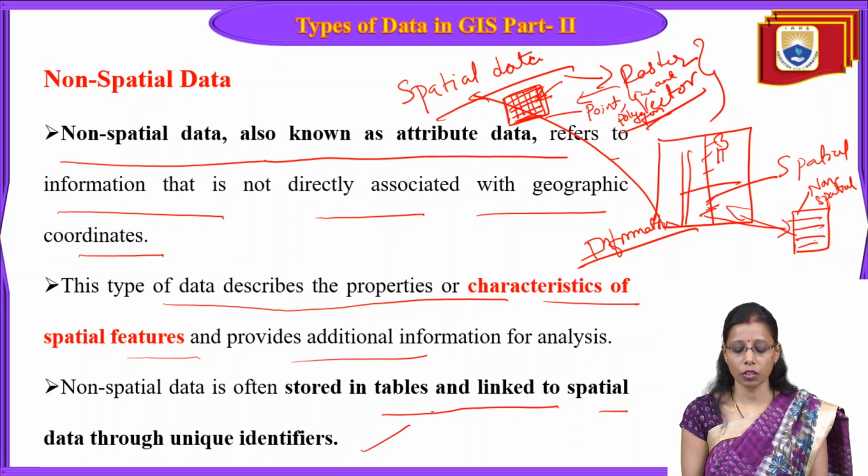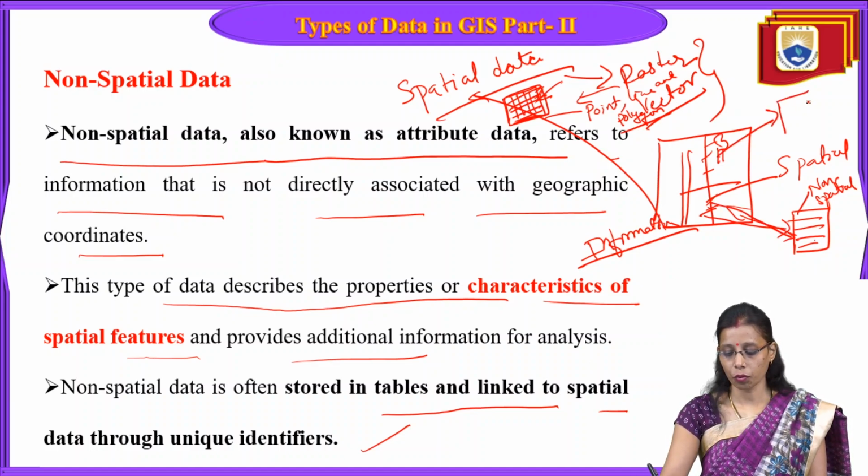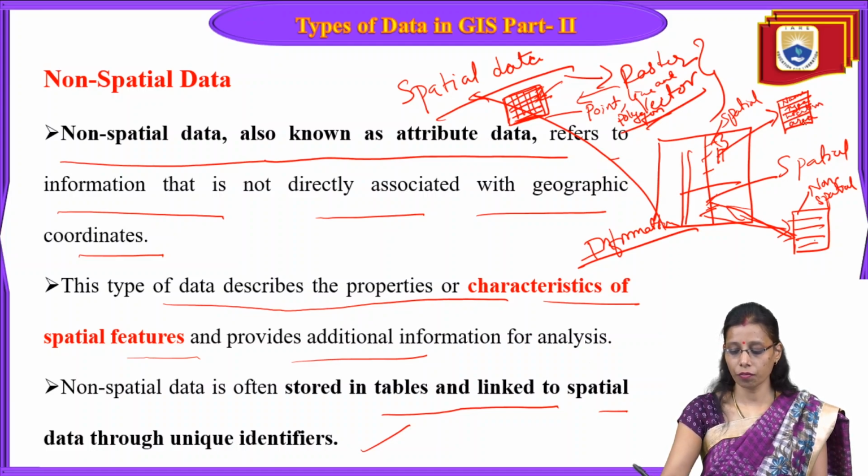Suppose we have linked information to this railway track, or to this tree. The tree is the spatial data. The non-spatial information we link is the type of the tree, tree name, location, area. If I add all this information to this tree, it becomes non-spatial data.